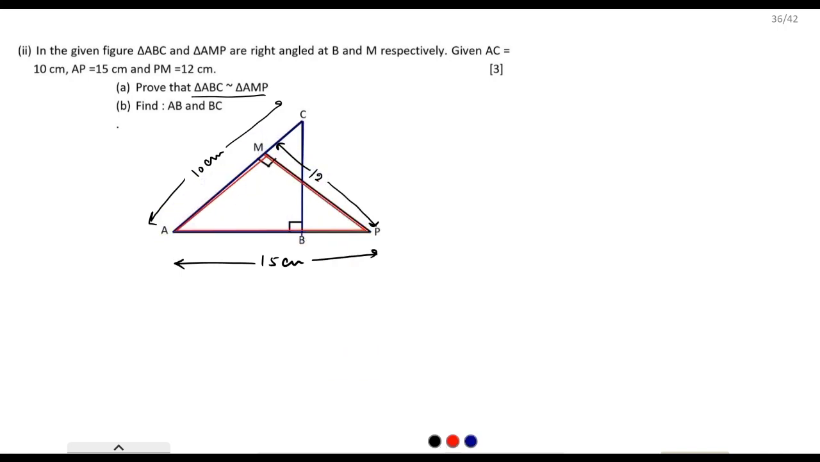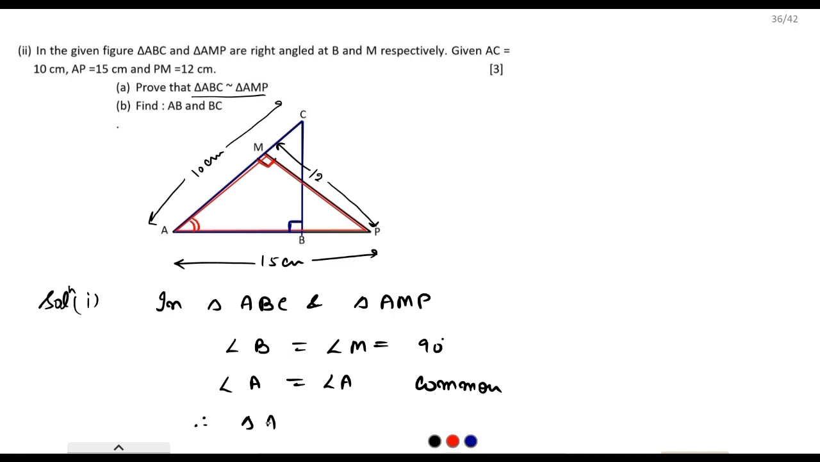If we consider triangle AMP and ABC, in ABC angle B is 90 degree and in AMP angle M is 90 degree and angle A is common between these two triangles. It means when two angles are equal, then the triangles are similar. Therefore, triangle ABC is similar to triangle AMP. In second part, find AB and BC.